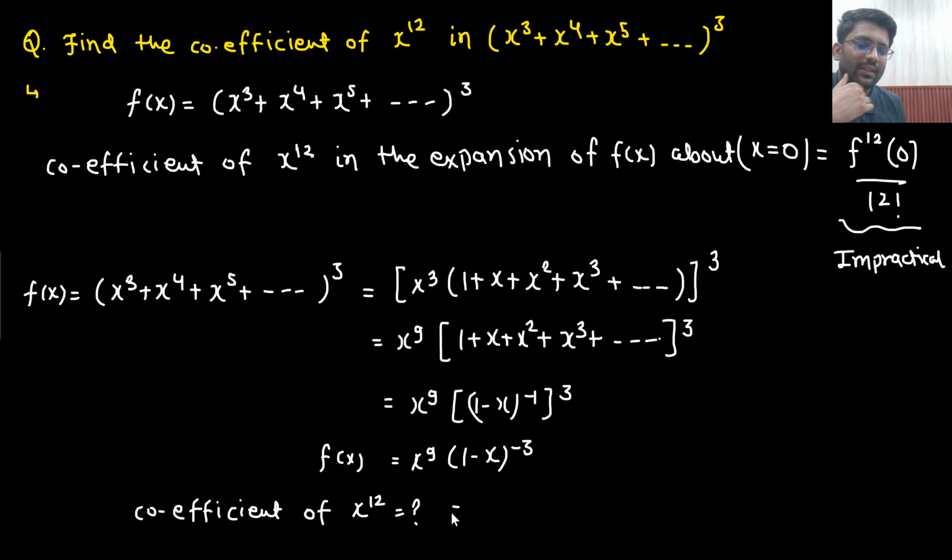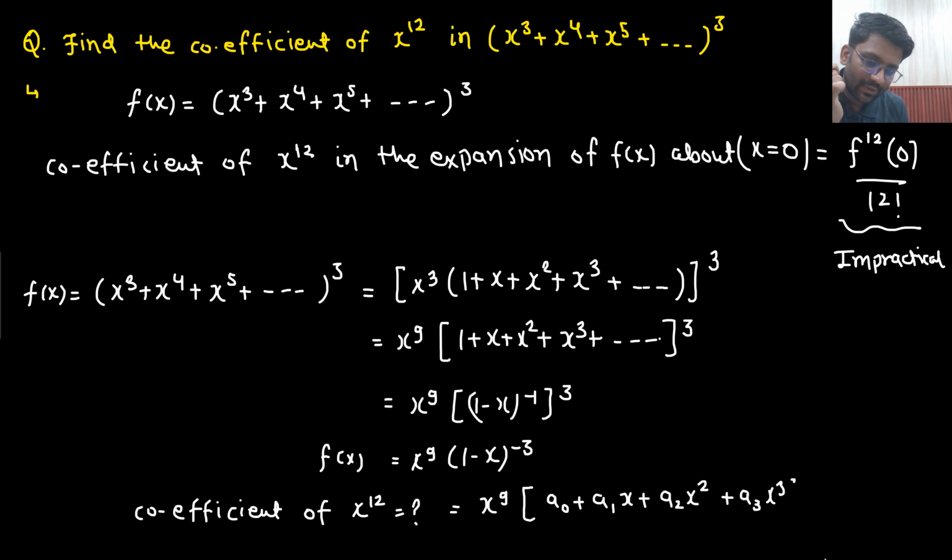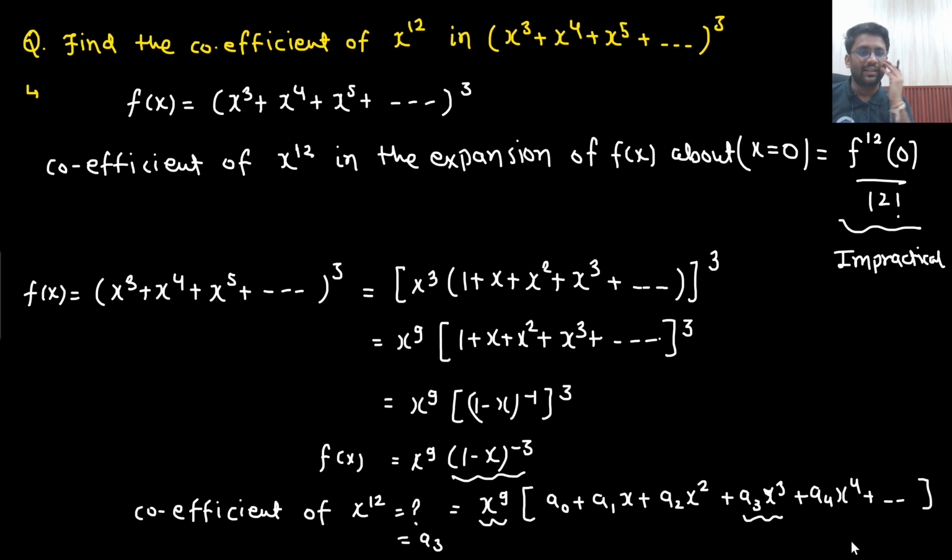So how can I get this coefficient? Sir, outside there will be x to the power 9. Now sir, inside, if you do the expansion of 1 minus x to the power minus 3, there will be some constant value, then a1x, then a2x square, then a3x cube, and then a4 x to the power 4 and so on. But sir, you only care about this factor, because x to the power 9 multiplied with a3 x to the power 3 will give you x to the power 12. So that means sir, the coefficient of x to the power 12 will be nothing but a3. So in this expansion, I only care about the x to the power 3 term, nothing else.